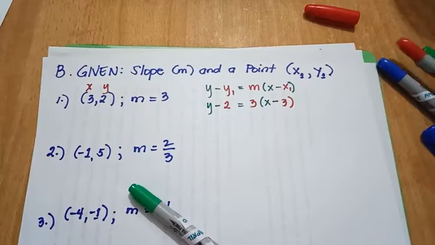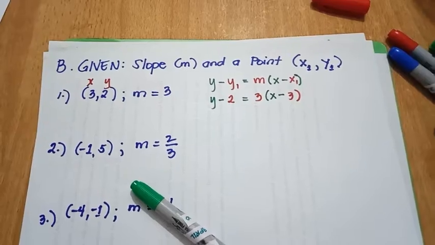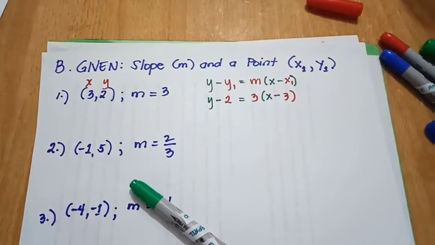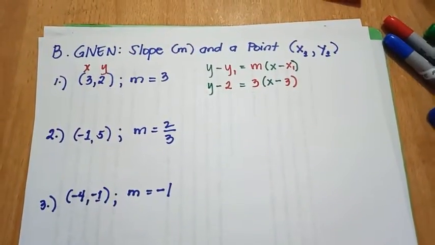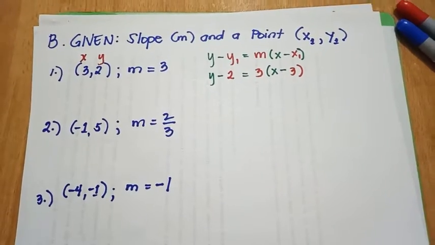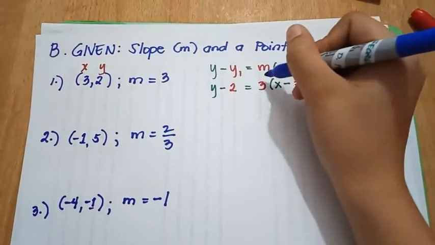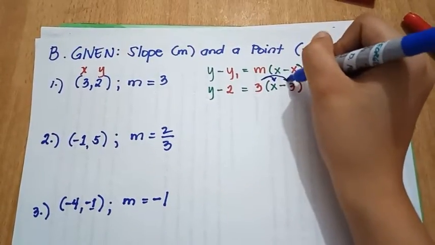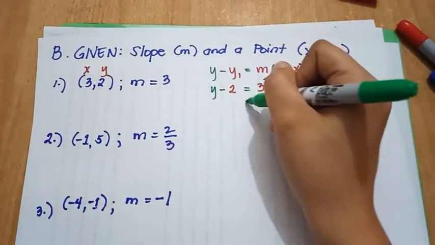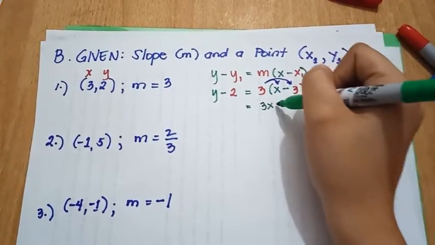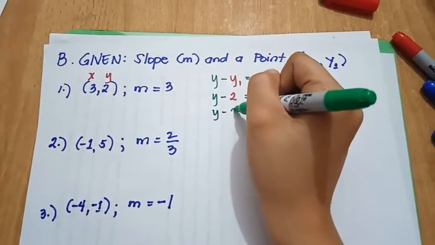On this part, we have to simplify our equation, meaning there should be no parentheses or grouping symbols, and similar terms are already combined. So to simplify, we will also make it slope-intercept form. The first thing that you should do is to distribute 3 to x and negative 3. So we will have 3x minus 3 times 3 is 9. Then bring down y minus 2.